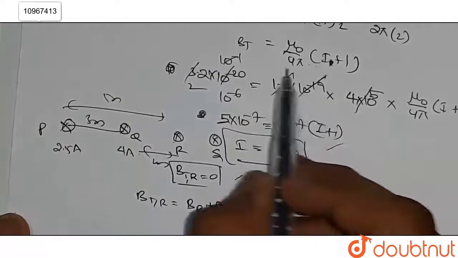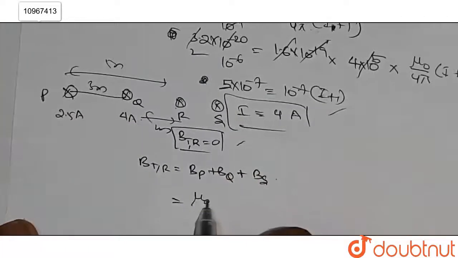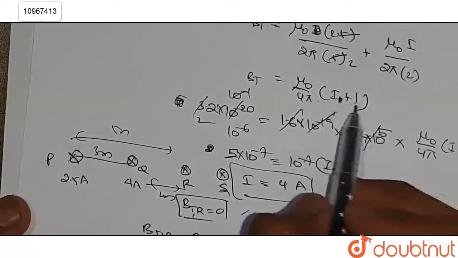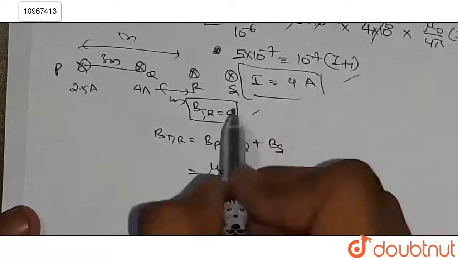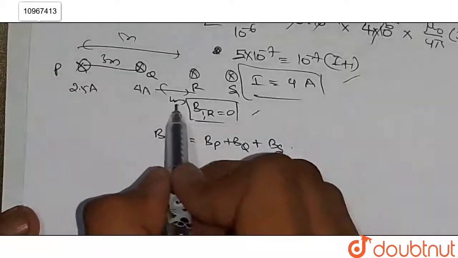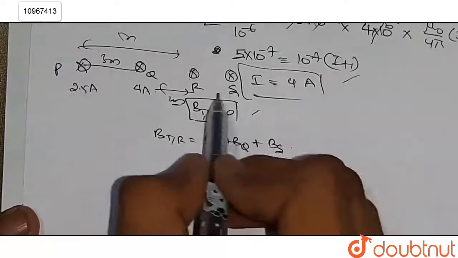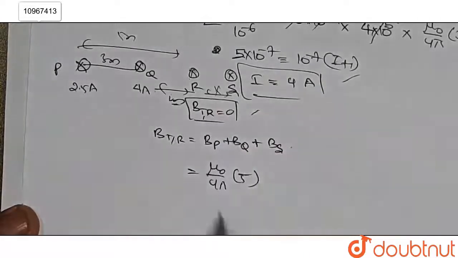Now at R we have already found out the total BT is equal to how much? Mu naught by 4 pi into 5, because here I is equal to 4, I plus 1 is equal to 5. Suppose let us say it is at a distance x from R.